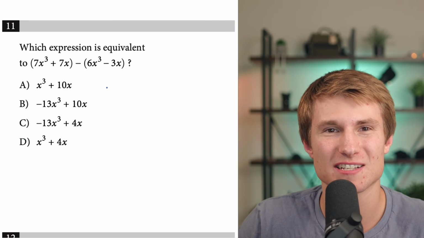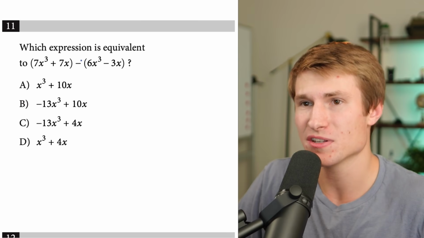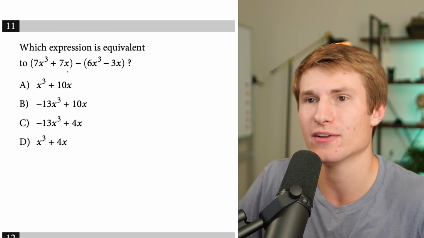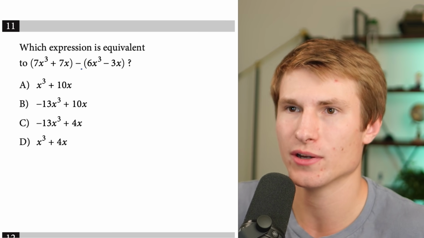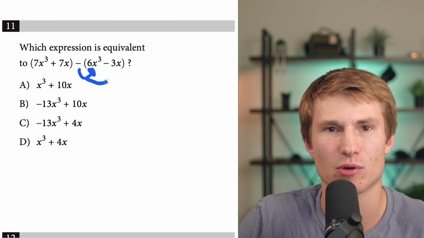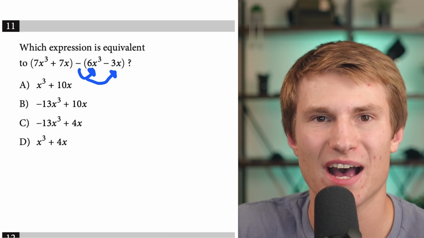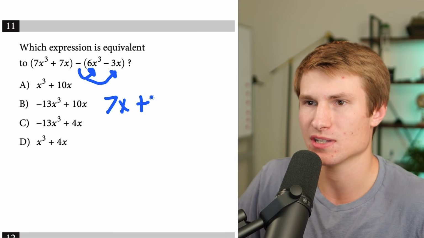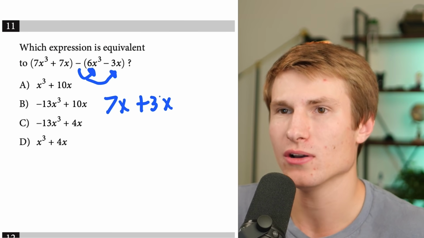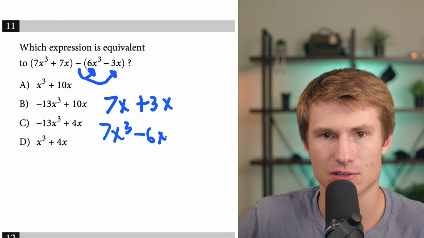Here's how to solve this SAT math question that deals with adding and subtracting variables with exponents. The question states which expression is equivalent to (7x cubed plus 7x) minus (6x cubed minus 3x). What we're going to go ahead and do here is distribute this minus sign to both that 6x cubed and that minus 3x. Once we do that, we're going to go ahead and combine like terms. So we have 7x minus negative 3x, which is the same as plus 3x. And then we also have a 7x cubed minus 6x cubed.